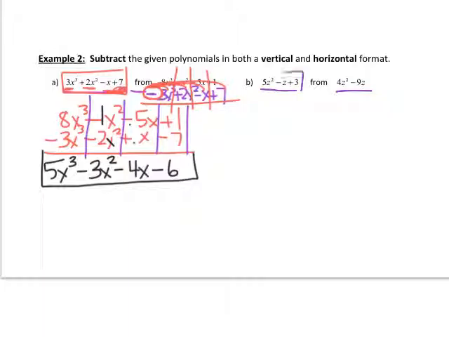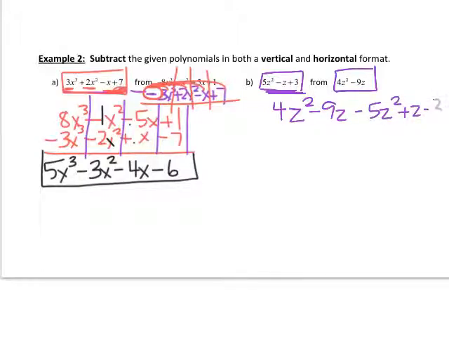Well, this one has 3 terms. This one only has 2 terms, so I'm going to have to be careful about what I subtract or what things I combine. And remember that we're taking this one from the other one. So it's going to be 4z squared minus 9z minus 5z squared plus z minus 3.